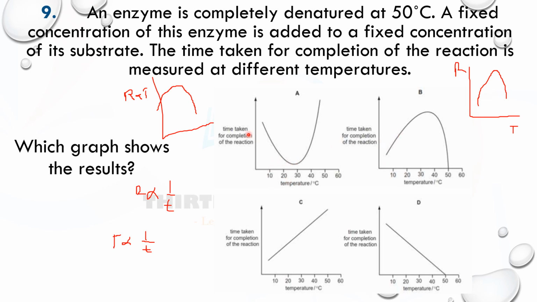As temperature increases, initially the rate of reaction increases. That means the time for substrate molecules to react to form product will decrease. But when it reaches the optimum temperature, the enzyme gets denatured. As you continue to increase the temperature, the time it takes for the reaction to occur increases. They said that it completely denatures at 50, so if you trace this, this is 50. This is the likely graph for it. So what is the answer? The answer is A, that graph there.